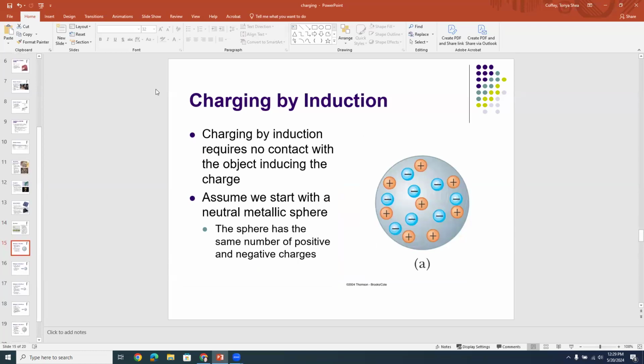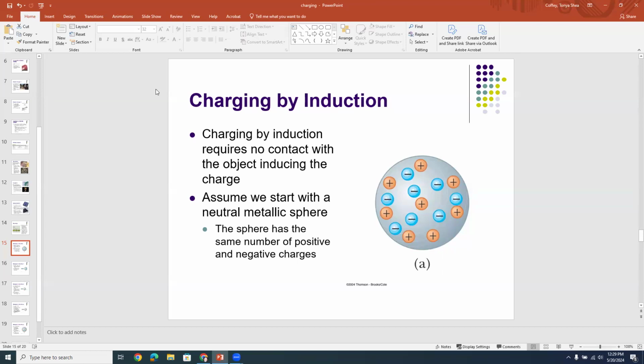Okay, moving on to a slightly different topic. We've talked about how you can charge objects by rubbing, and that's triboelectricity. Tribo is from the Greek word tribos, which means to rub, okay? But you can also do what's called charging by induction. When you charge by induction, you don't have to have physical contact between the two objects that you are using to do the charge transfer.